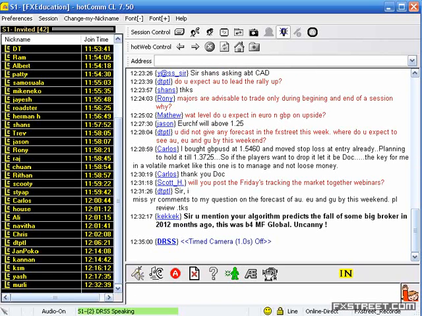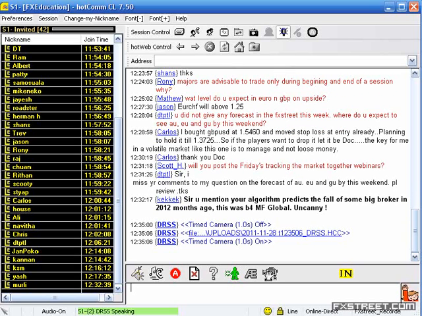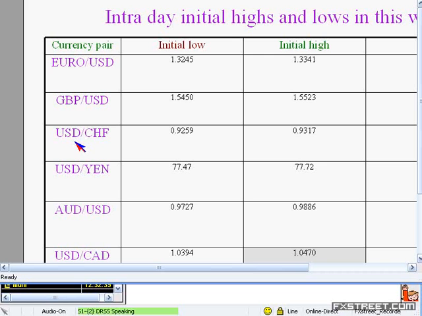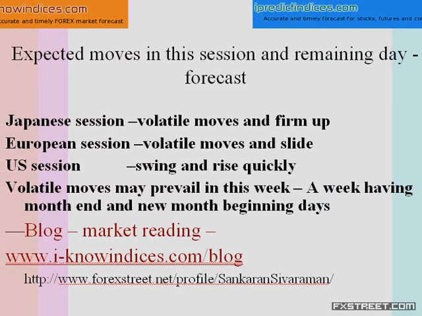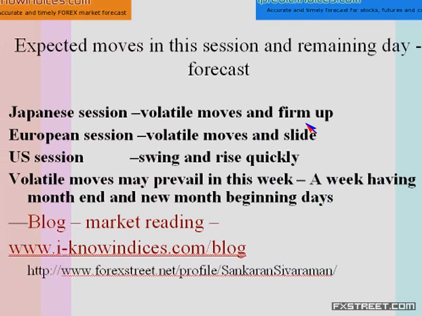So no more questions. Let me go back to the PowerPoint presentation. Expected market moves for today: volatile moves and firm up could be seen during the Japanese session. Slowly they could firm up. In GBP they have already started doing it. In the European session, a volatile move and slide could happen. Then in the US session, swing and rise moves could be seen.